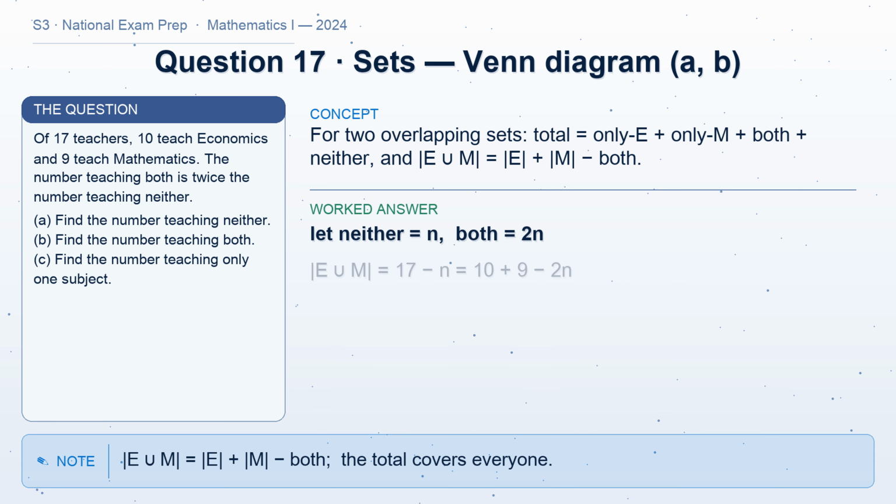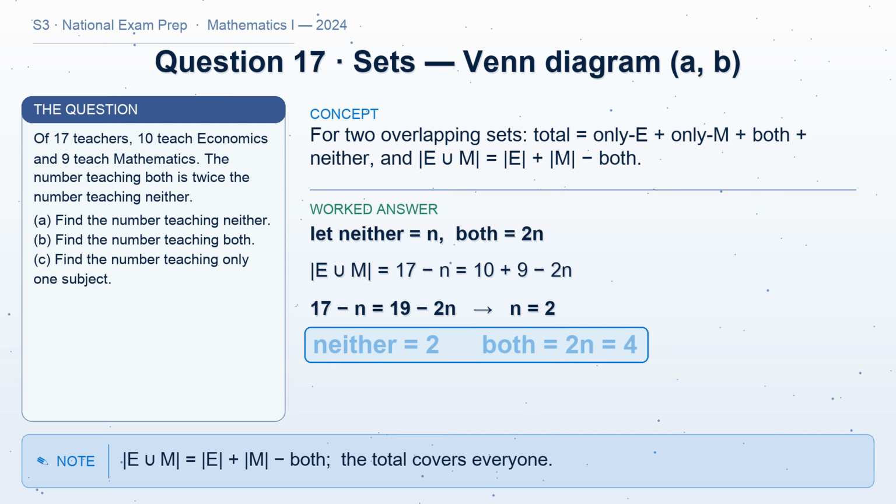And the number in the union is 10 plus 9 minus the overlap, because the overlap was counted twice. Let the number teaching neither be n, so both is 2n. The union is 17 minus n and also 10 plus 9 minus 2n. So 17 minus n equals 19 minus 2n, giving n equals 2. So neither is 2 and both is twice that, which is 4.